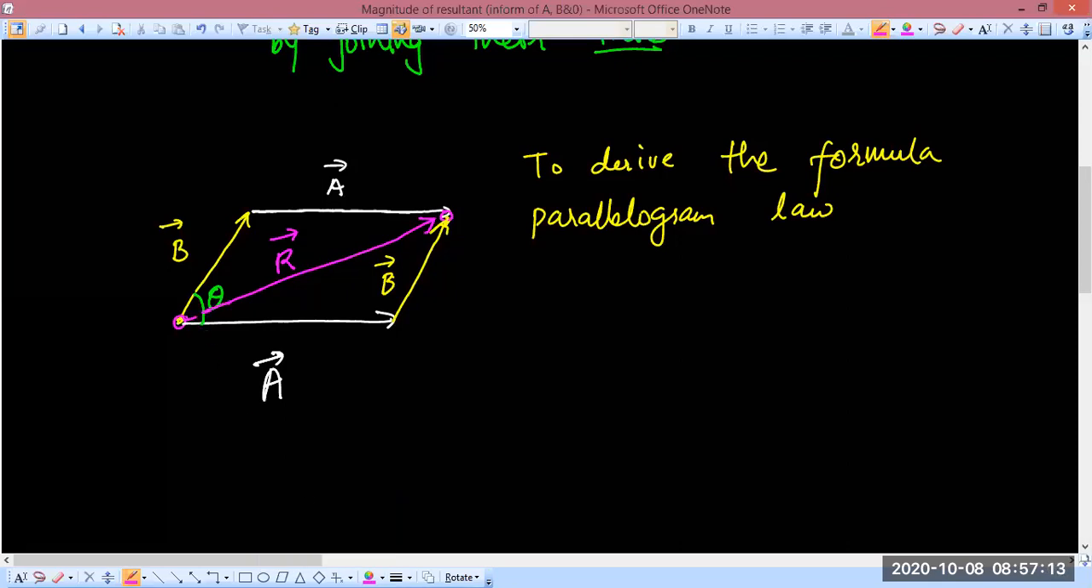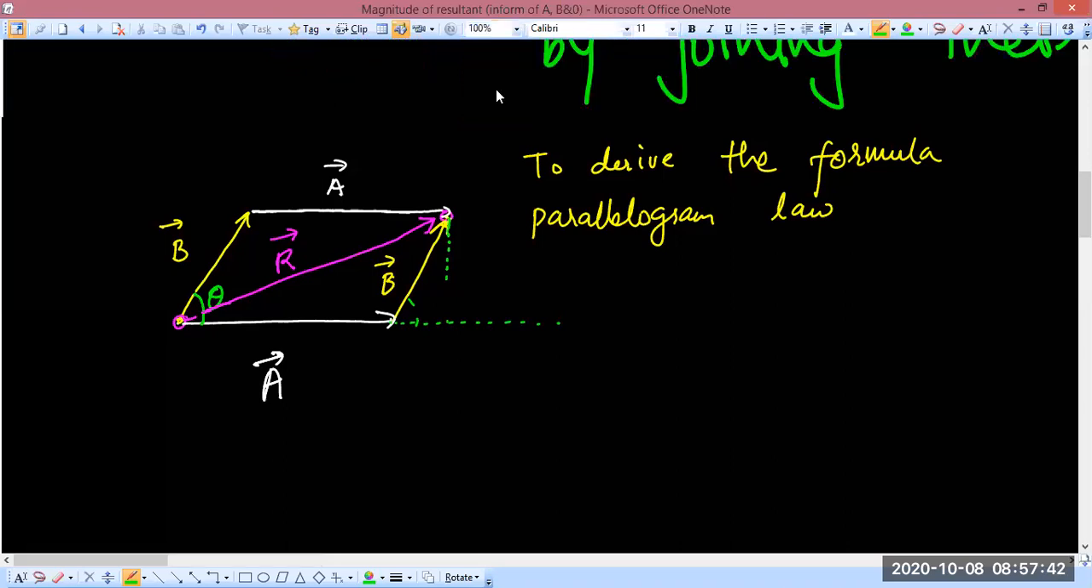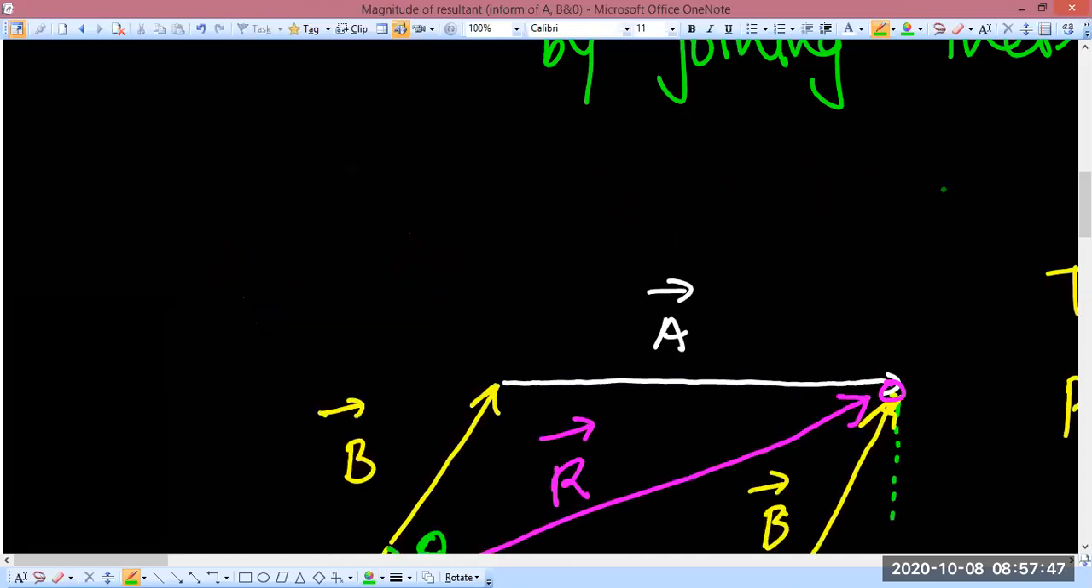All right, now do you realize that if I extend this line here, then this angle will also be theta? Yes or no? Basic geometry. And then let me drop a perpendicular, like this. There isn't much space here, I'm so sorry. Let me zoom into it.